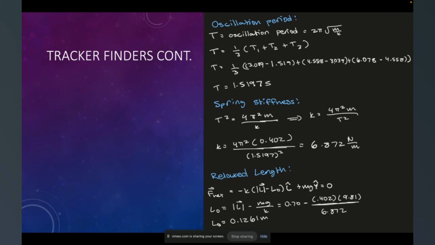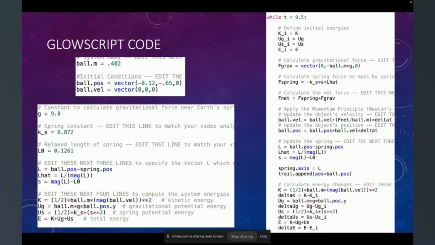And this is our GlowScript code. We plugged in our ball mass, the initial position, and initial velocity. We plugged in our gravitational constant, the spring constant that we found in this slide, and our L and our initial length, which we found in this slide also. Then we plugged in some equations to find L hat of the spring, kinetic energy, potential energy of gravity, potential energy of the spring, and total energy from the formulas we showed earlier.